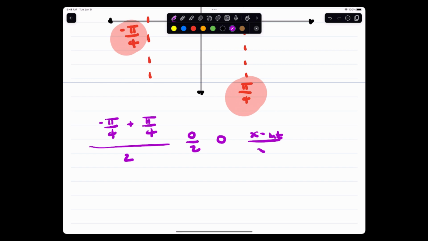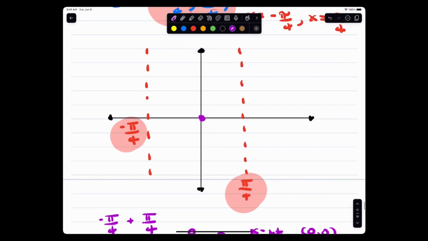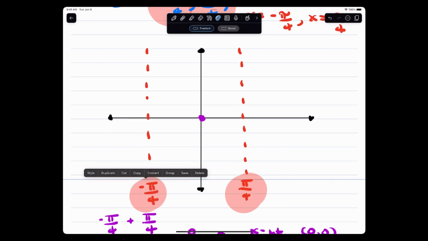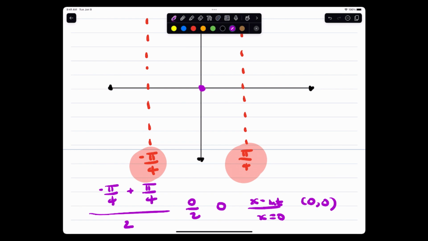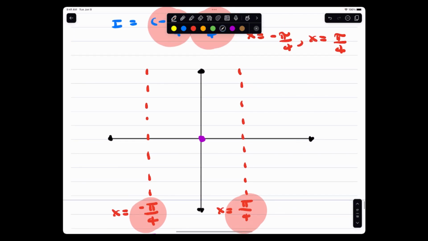Your x-intercept happens at x equals 0. The address is 0, 0, just so you guys remember that. But being midway between those two symmetric values, and yeah, it's a vertical line, so we write down x equals negative pi over 4 and x equals positive pi over 4. You get to sketch the curve now.